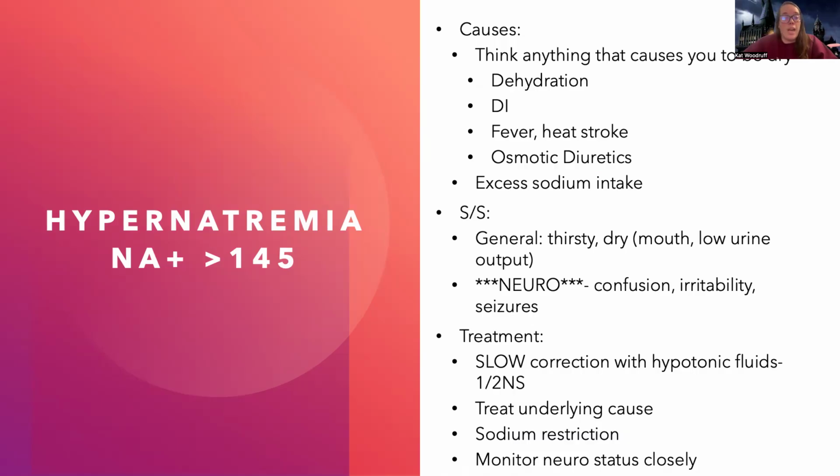Also, just excess sodium intake in general. So, in general, this patient's going to be thirsty, have a dry mouth, low urine output, all those signs of being dry. But the big things you want to look for is going to be a change in their neurostatus, because for hyper and hyponatremia, the guiding symptom, you see nothing with the heart, nothing with other body systems. It's all about the brain. So neuro is going to be your most common symptom. So dry and neuro for this patient.